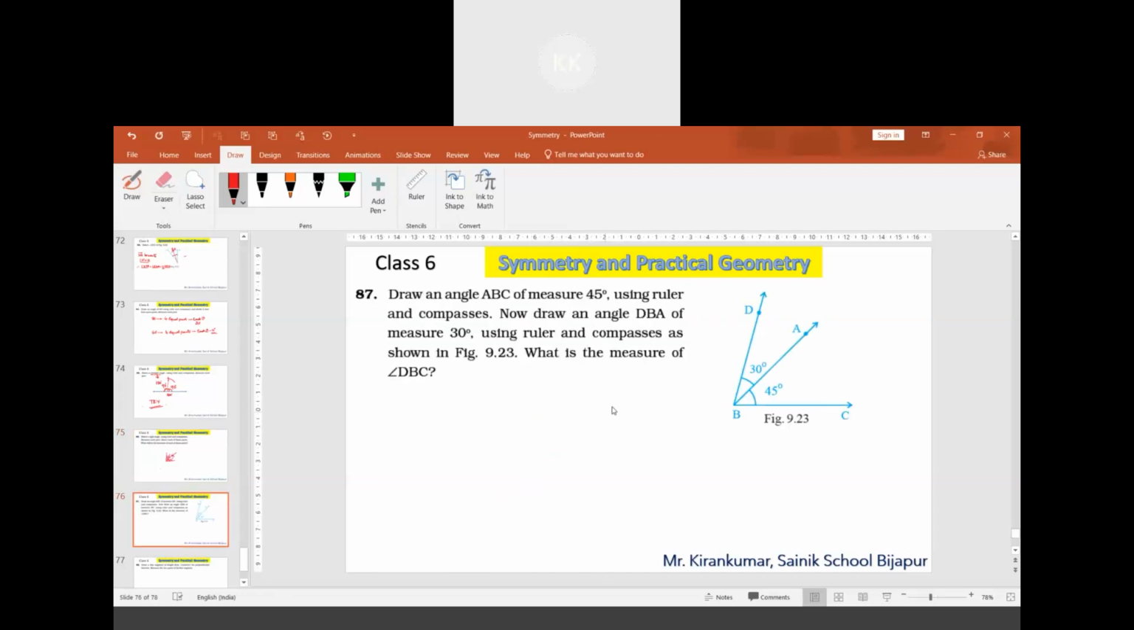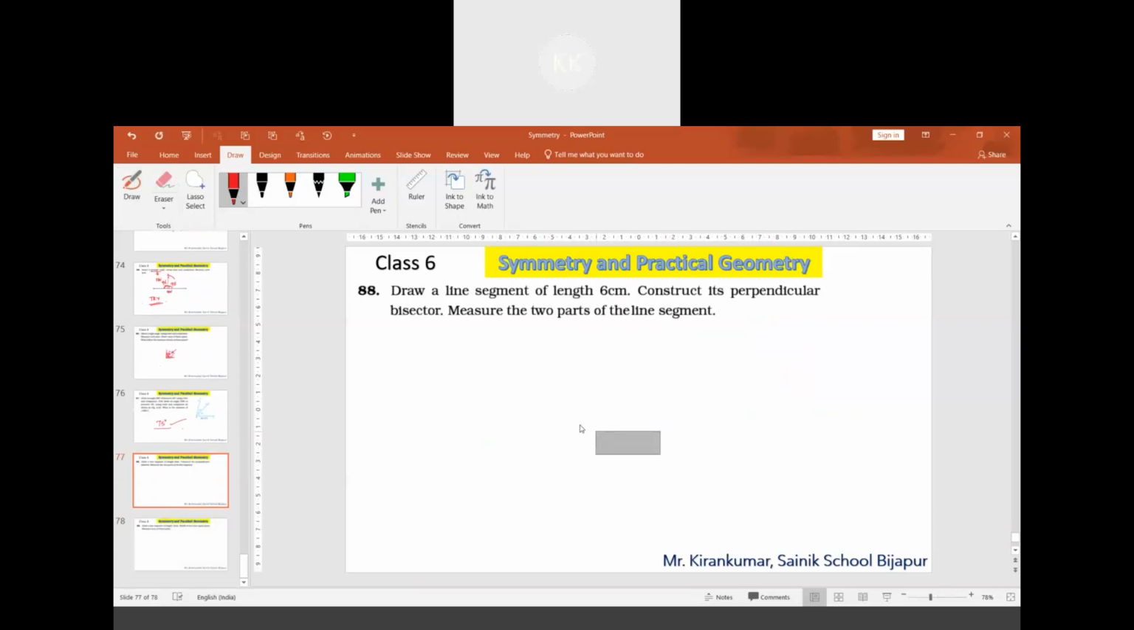Next question: draw an angle ABC of measure 45 degrees using a compass. Now draw an angle DBA of 30 degrees. Now what is the measure of angle DBC? It is the sum, 45 plus 30. How much will it be? 75 degrees. Very good, 75 degrees we'll get.